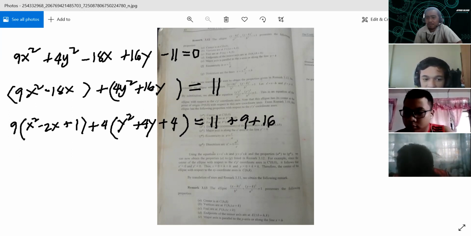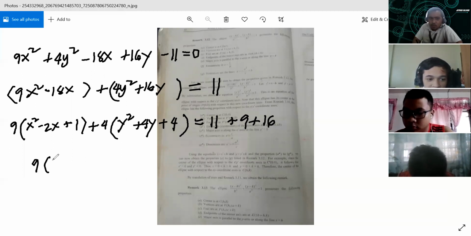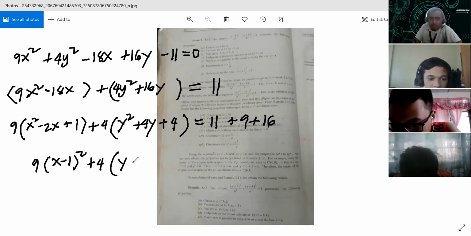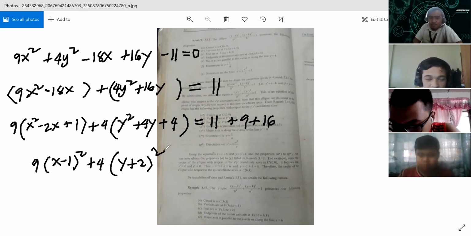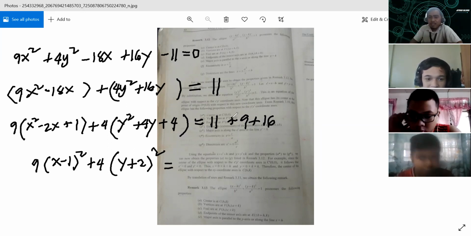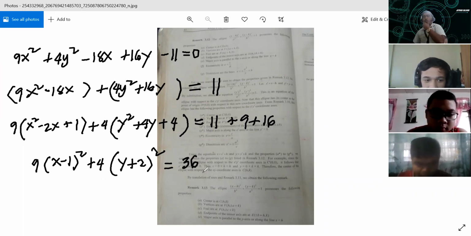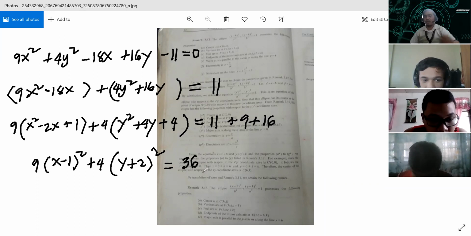Clear? Then after that, it will be now 9. And I know you know how to do it. x minus 1 quantity squared, right? This portion will be now 4 times y plus 2, no? Quantity squared equal to, what's the answer, class? If you add this, 36. 36.